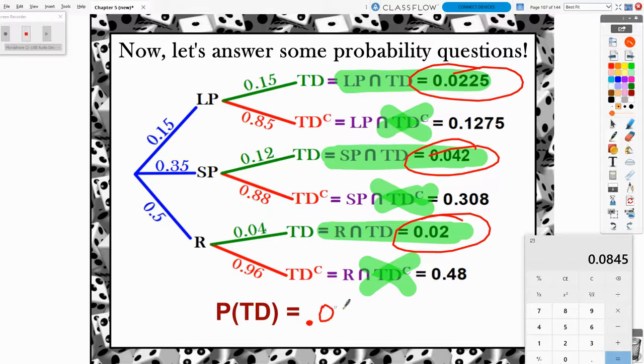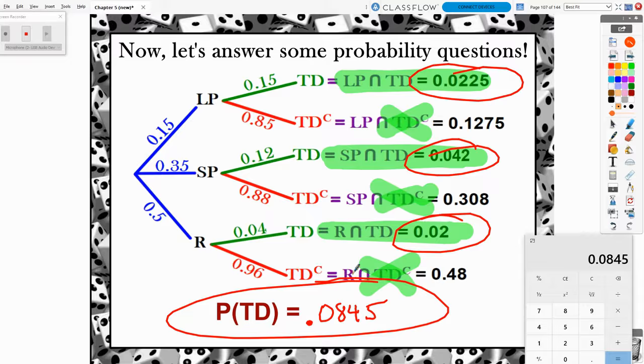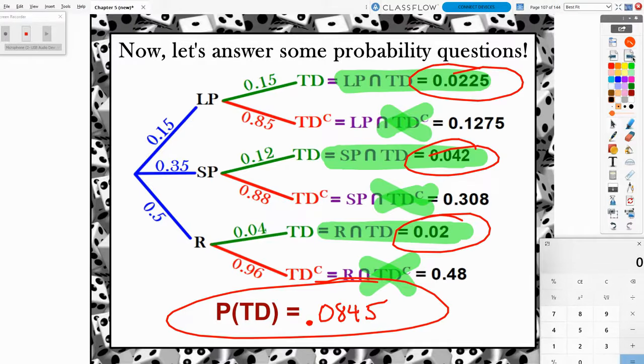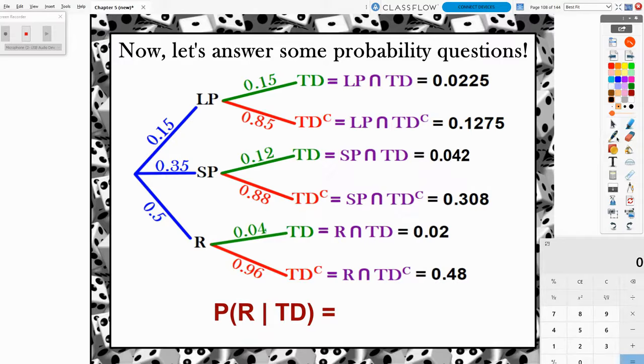So 0.0845. Which now also means you could tell me what the probability of not scoring a touchdown is, right? Because you would just take 1 minus this probability. Because you're either going to score a touchdown or you're not going to score a touchdown. There's only 2 possibilities. All right, what are we on, like 6 or something?